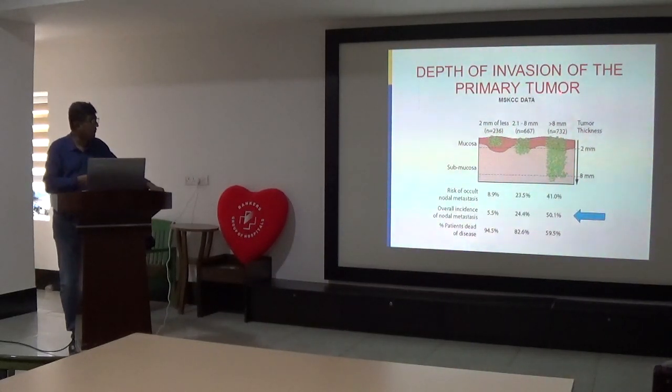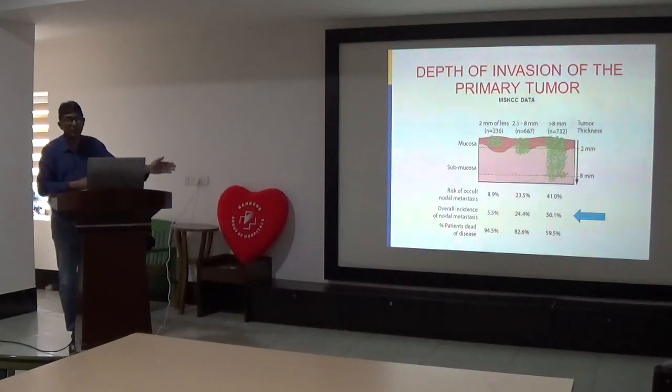So there are studies which are done on the depth of invasion of the primary. So when you have a tumor which is say T1 or T2, a small tumor on the tongue, then you have to study the depth. So the risk of occult nodal metastasis: in absence of clinico-radiological presence of the node, even if you do a neck dissection, there is a risk of occult nodal metastasis which is not picked up clinically and radiologically.